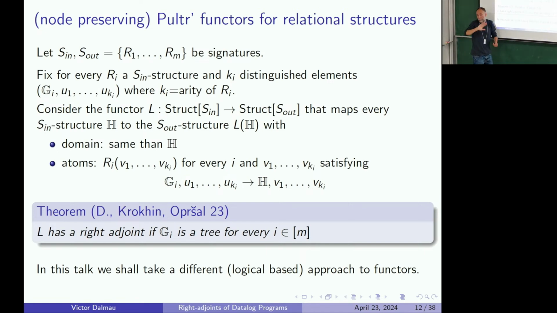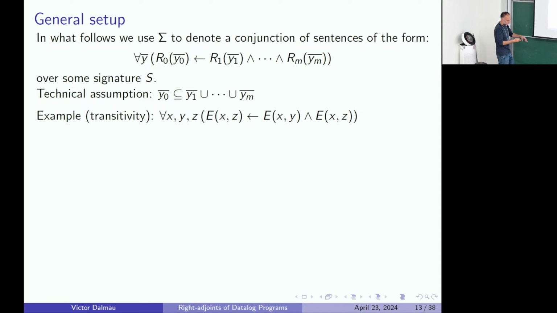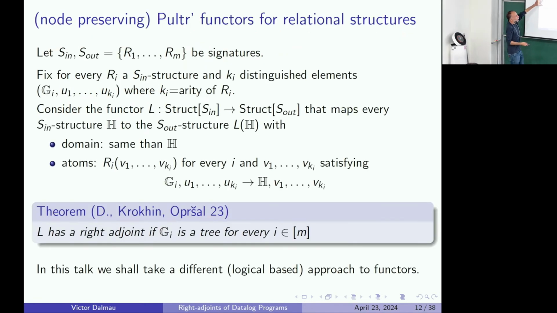So, now that we are almost there, R has a right adjoint if and only if G is equivalent to a union of trees. That will be the if and only if condition. Okay, so now, again, I'll use a different language, which is okay.